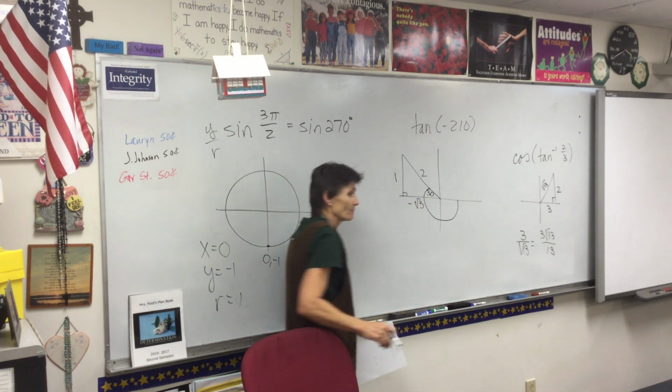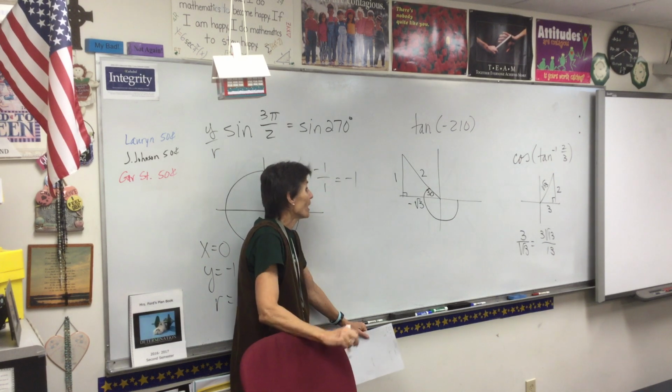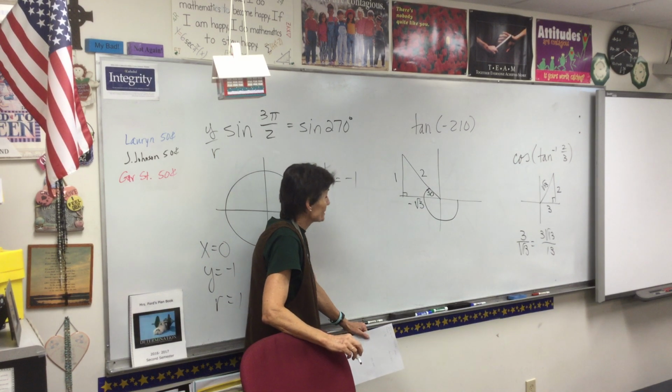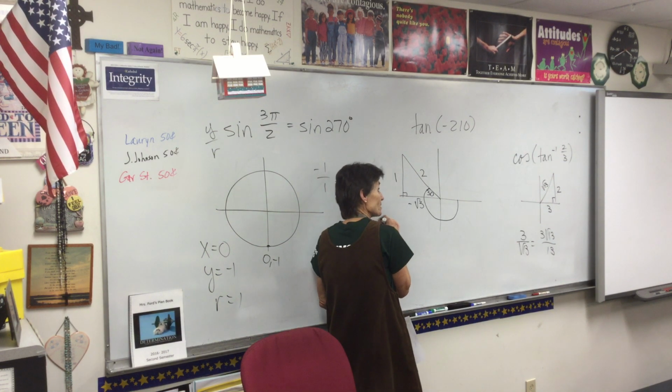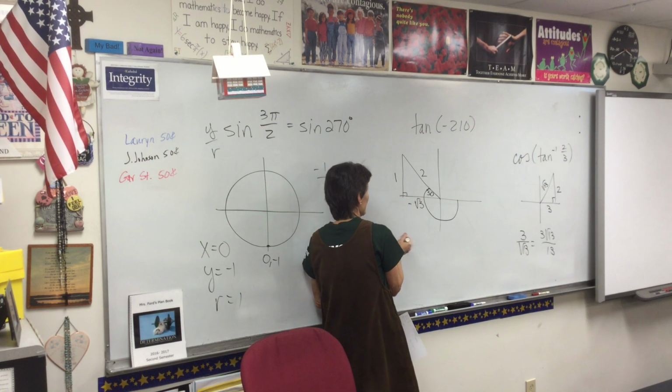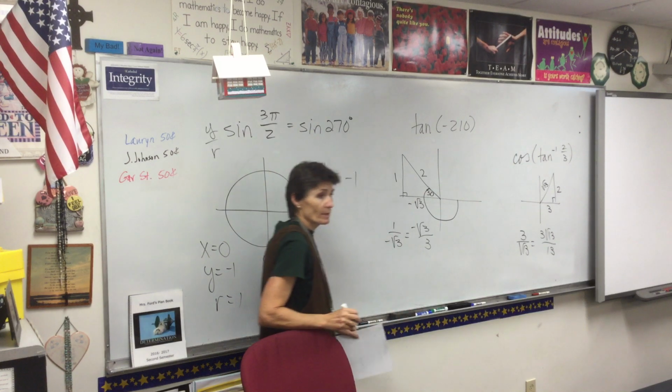This is. How do I know that? This is on the left. Exactly. So with the tangent, what's the tangent? This time I can do opposite over adjacent because I have a triangle. So it would be 1 over -√3 or -√3 over 3.